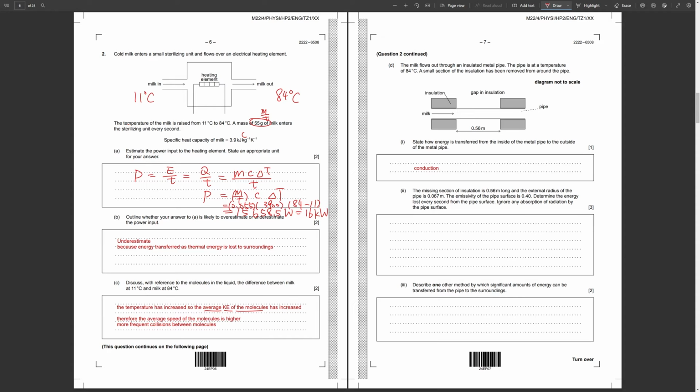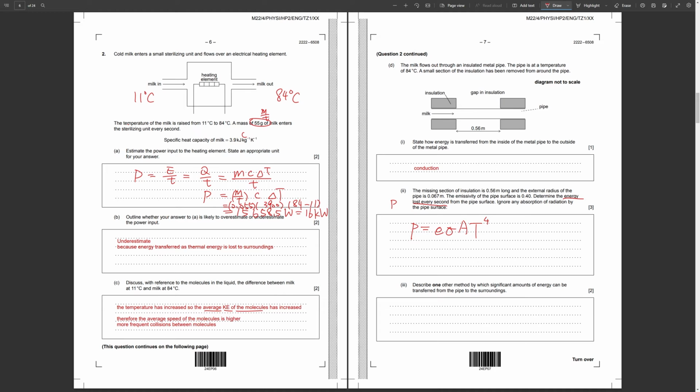Part 2, you are going to calculate the energy lost in every second, which means the power. How do we calculate the power radiated by the pipe? We will take a look at the Stefan-Boltzmann law, which is P equals emissivity, the Boltzmann constant, surface area, and absolute temperature to the power of 4.